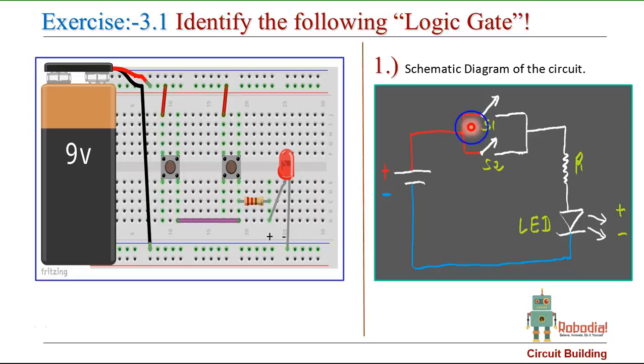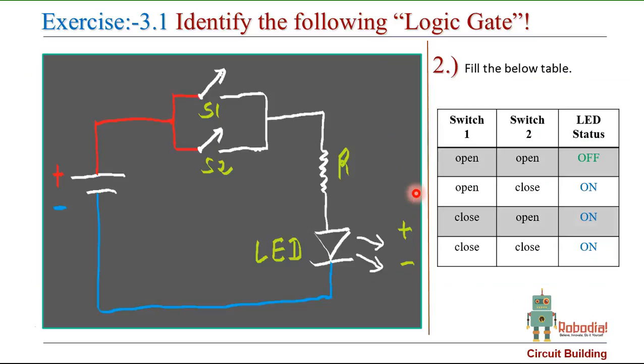Positive to my switch S1, positive to my switch S2, and the common resistance, right? So that's how my circuit is going to be. And then again, the second end of my resistor is connected to the positive leg of my LED, and the negative leg of the LED is connected with the negative of my battery. So that's how the circuit is made, and let's take a look at the table.